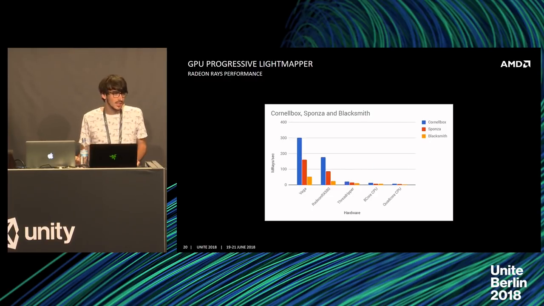This is essentially the same diagram, but this time focusing on the ray performance. This is pure ray throughput in million rays per second. And we get exactly the same relative performance. From the 8-core CPU, sponsor gets a 20x boost and blacksmith 10x boost. And from Threadripper, half of that. So sponsor is 10x faster and blacksmith 5x faster.